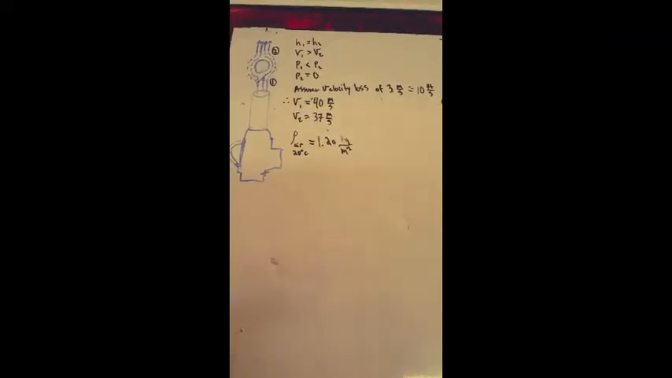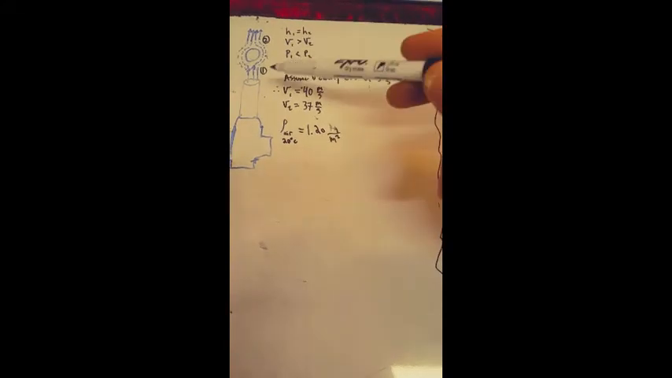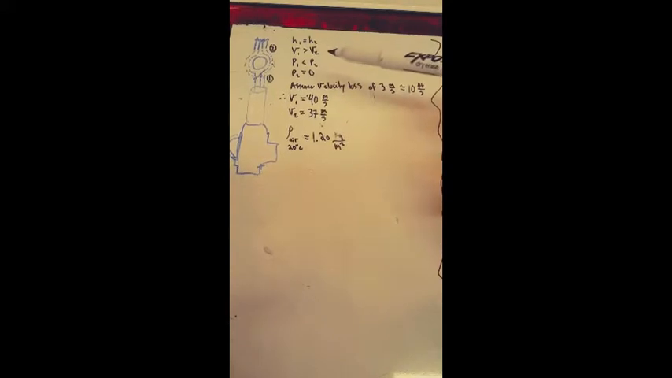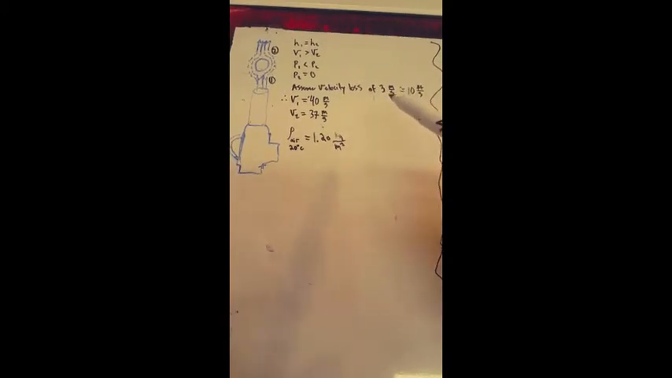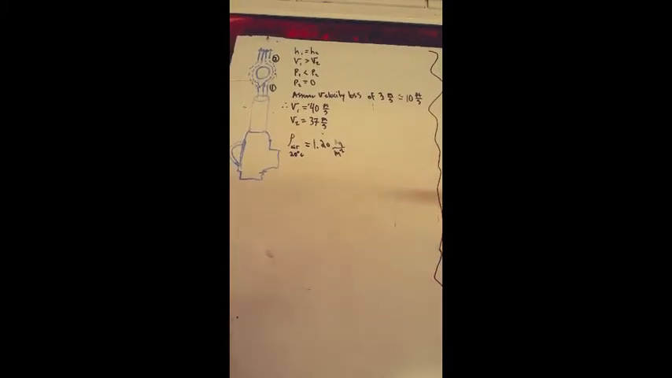Okay, so here's our assumptions. We're going to assume that h1 is equal to h2. Our velocity at 1 is greater than our velocity at 2. With that being said, our pressure at 1 is going to be less than our pressure at 2, where our pressure at 2 is open to the atmosphere and equal to 0. We assume a velocity loss of 10 feet per second, which equates to 3 meters per second.